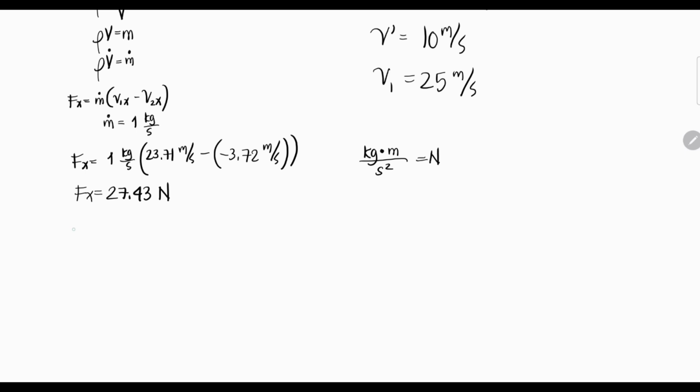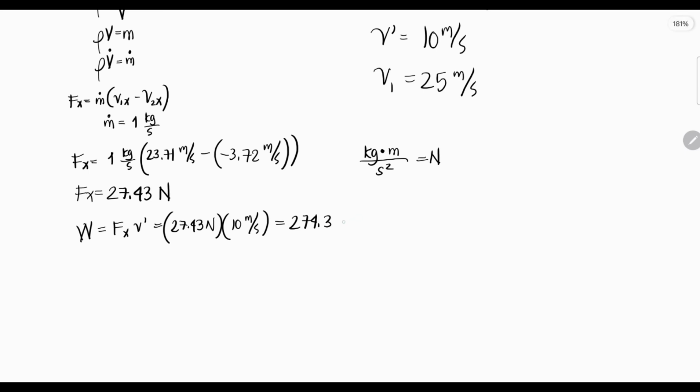And then, to solve for work, we need to multiply f of x with the horizontal velocity, which is v prime. F of x, 27.43 Newton, multiplied to 10 meters per second. So that is 274.3.